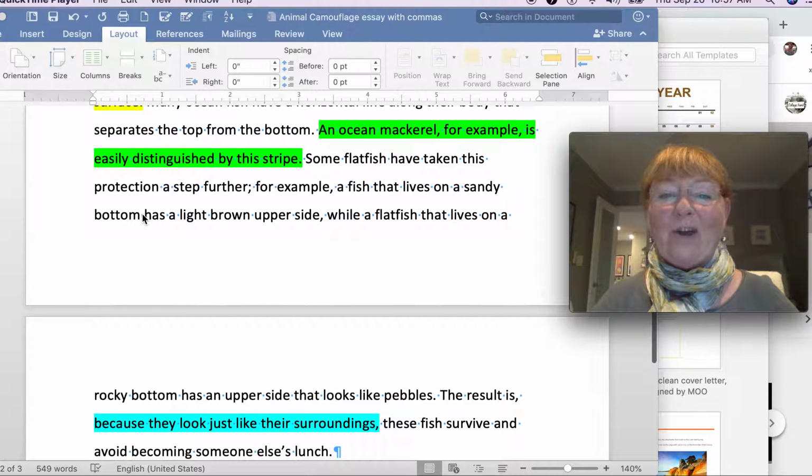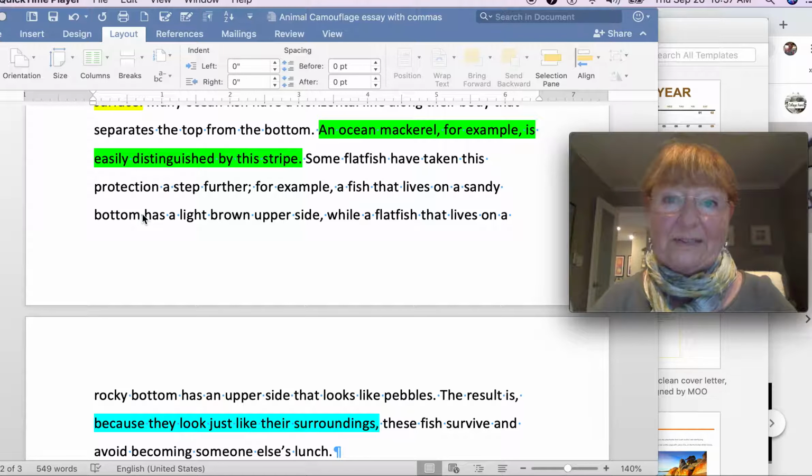Here we go, an ocean mackerel, for example. All right, for example, it's thrown in between the subject and the verb. An ocean mackerel is the subject, is the verb, and then the rest of the sentence. So you throw in for example right there in the middle, and you put commas around it. You can throw in words anywhere in the sentence as long as you put commas around it.